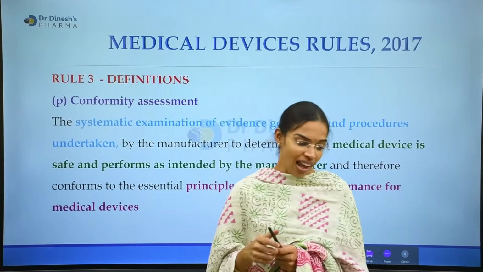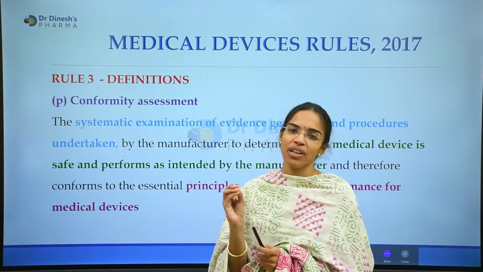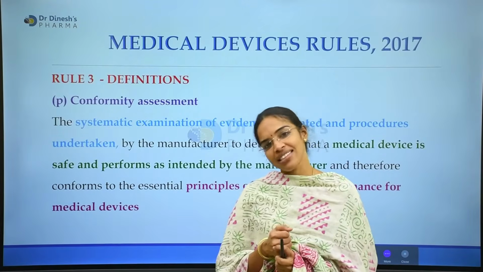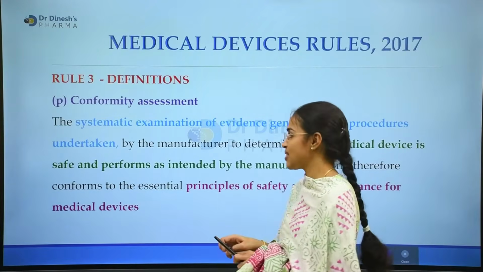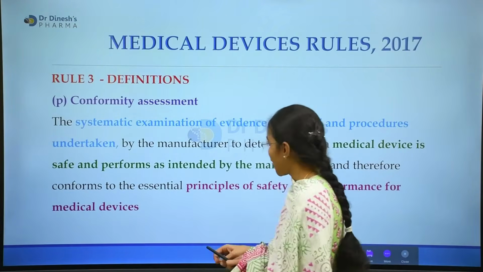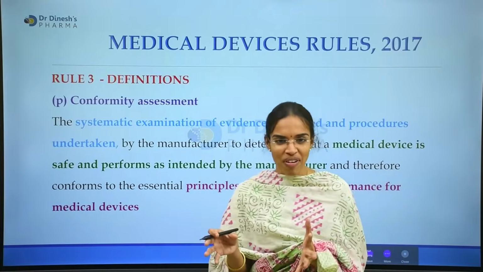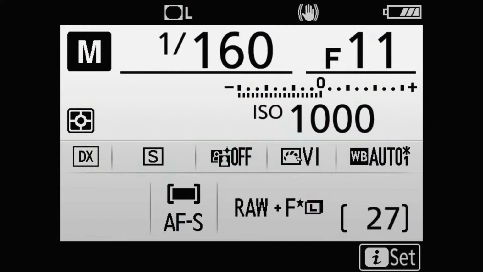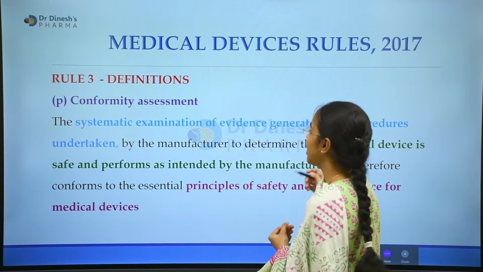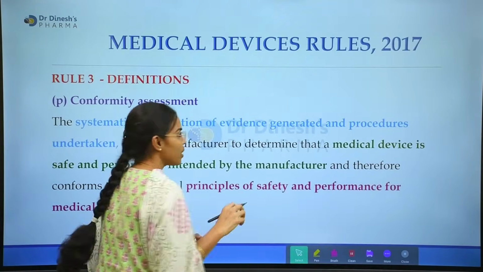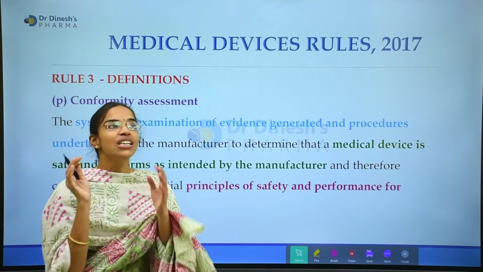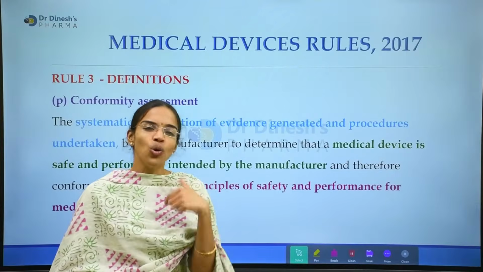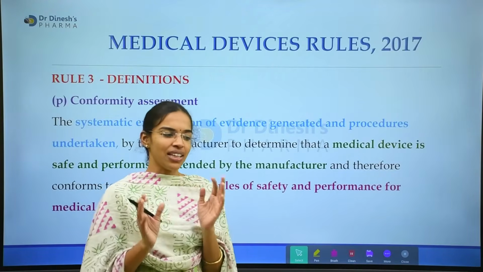One more very important aspect of this rule 3 is the conformity assessment. What is conformity assessment? So far we have discussed the earlier points. Conformity assessment is the examination of the evidence generated. Someone has to confirm it. Who will confirm? Not yourself and myself.